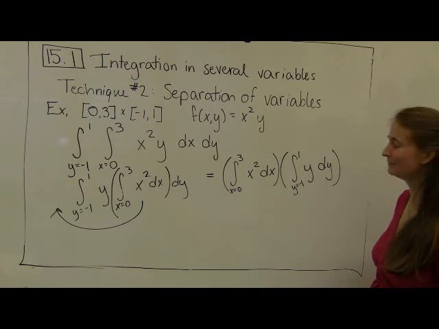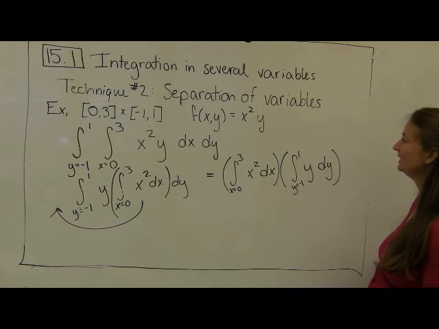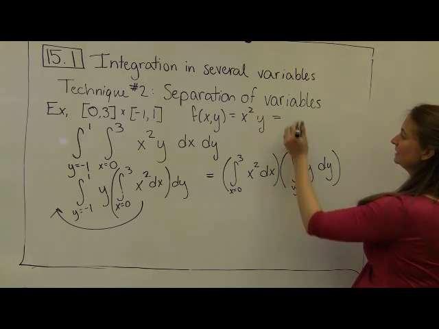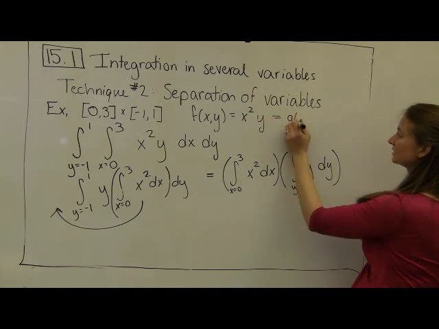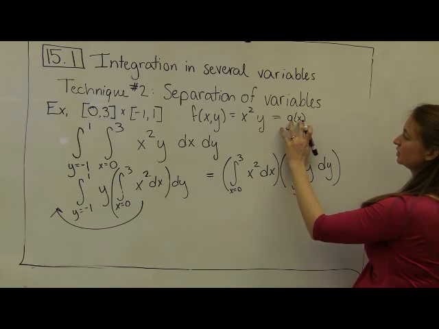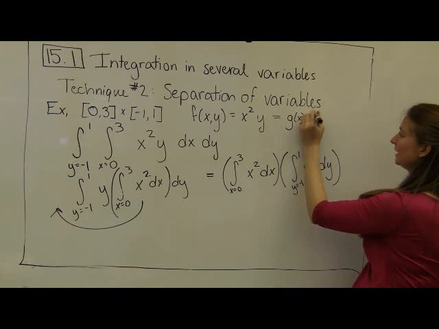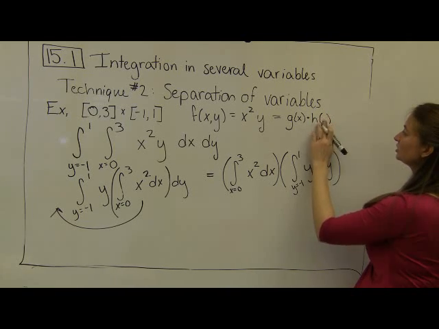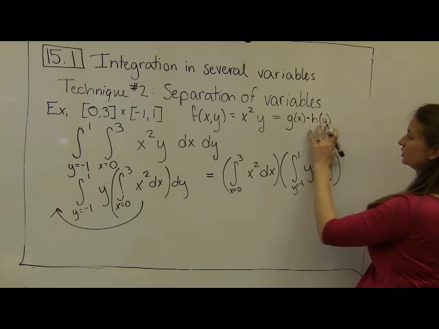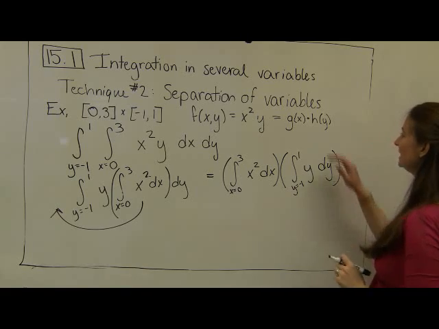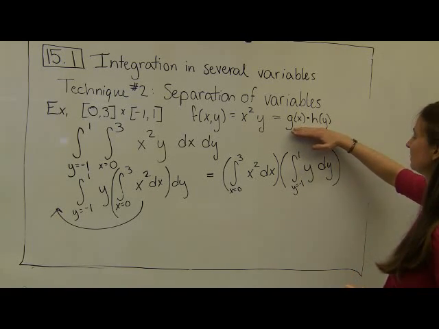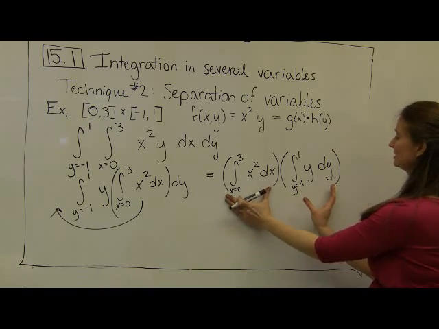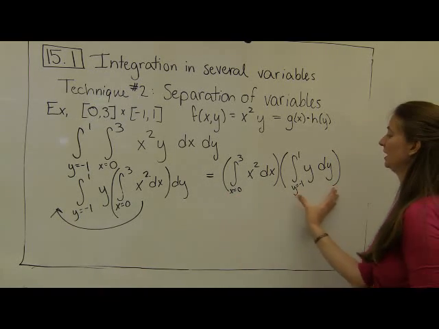Let me say that one more time to make it clear. I think that it's clear in my head, but I want to make sure that it's clear for you. So in this case, I can think of this x squared times y to be equal to some g of x function that's just a function of x's multiplied by some h of y function that's just a function of y's. So when I end up taking the integral of this, I can separate the integral into the integral just with respect to the x's and just with respect to the y's.